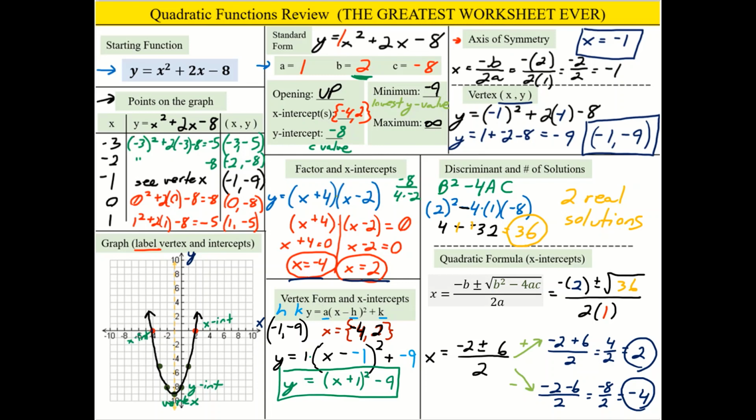Okay, and if you look at this entire thing, look at all that information. Everything at any point is consistent, tells you the same story. If you find x-intercepts one way or another way, or graph it or substitute, it's always telling you the same information. So it's consistent, which is good. And congratulations, you have just completed the greatest worksheet ever. Pat yourself on the back.